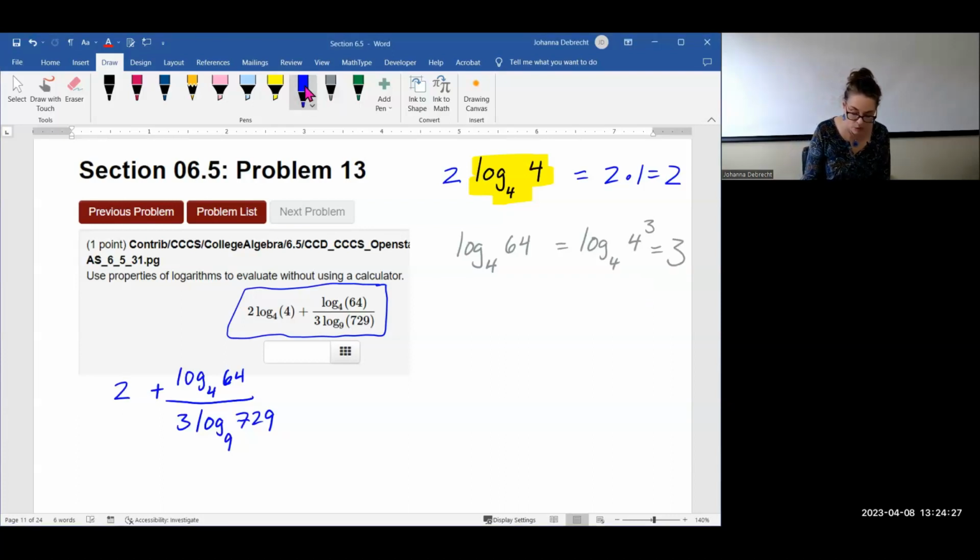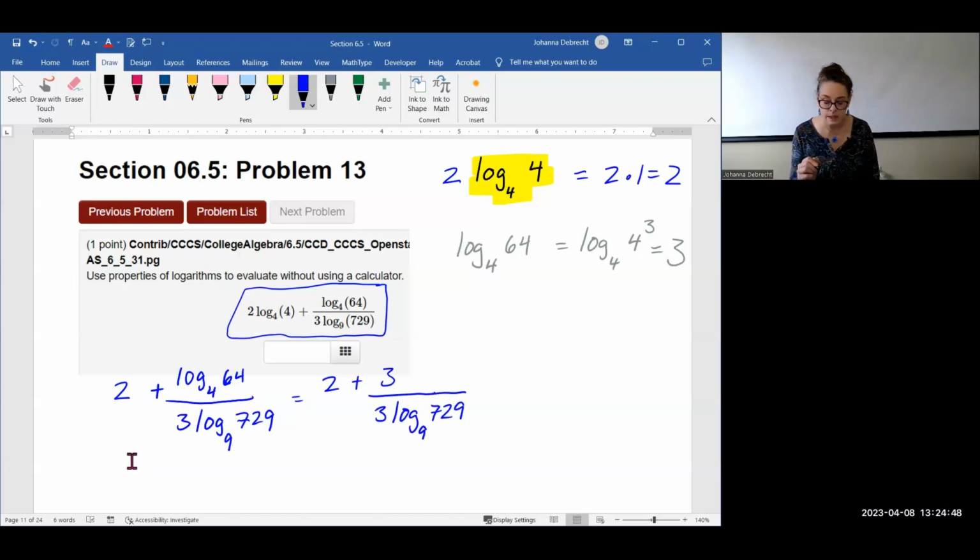So now I can replace this part over here. And this part becomes 2 plus 3 divided by 3 over log base 9 of 729. Now you may go, ooh, can I cancel those 3's? Well, actually you can, because this is a 3 times the logarithm. So it is a factor. So you can cancel the 3.